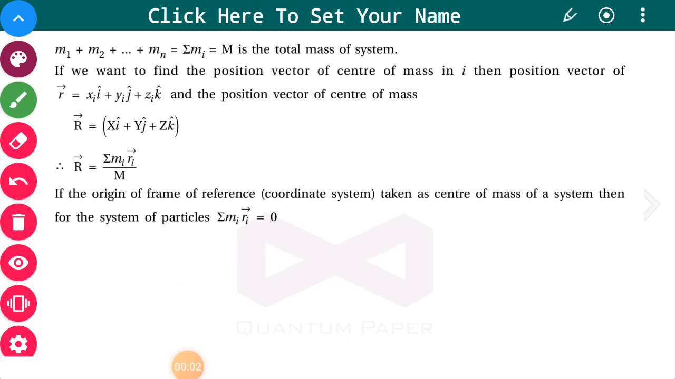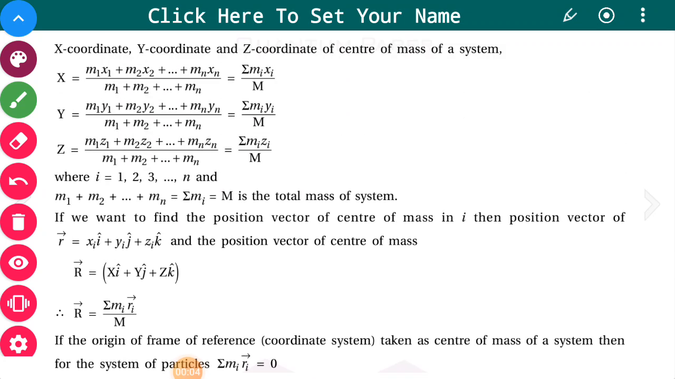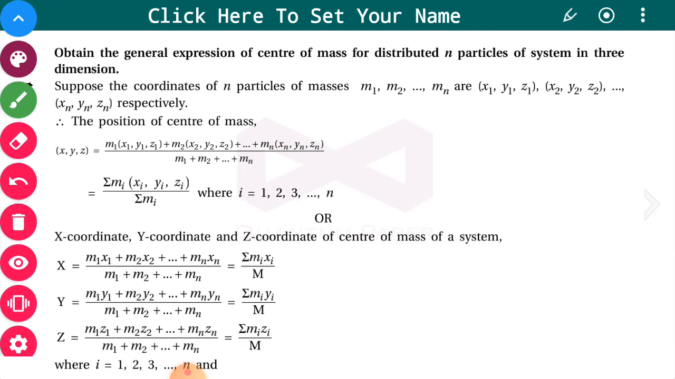Okay, now last time we discussed the center of mass of a system of n particles. In this question we discussed that there are n particles, m1, m2 up to mn are the masses and their position vectors are, say, x1, y1, z1, that is position vector for the first is, say, r1, then for the second it is r2 and so on.